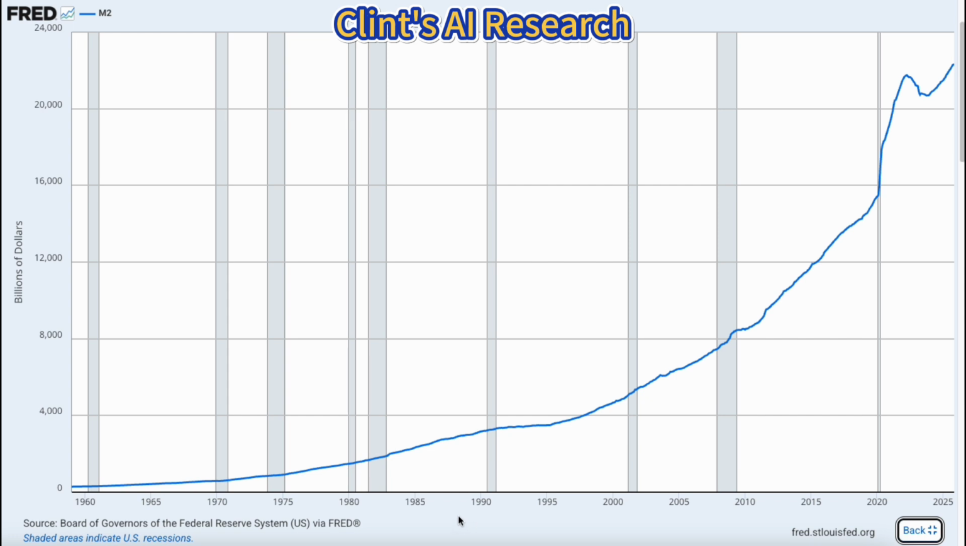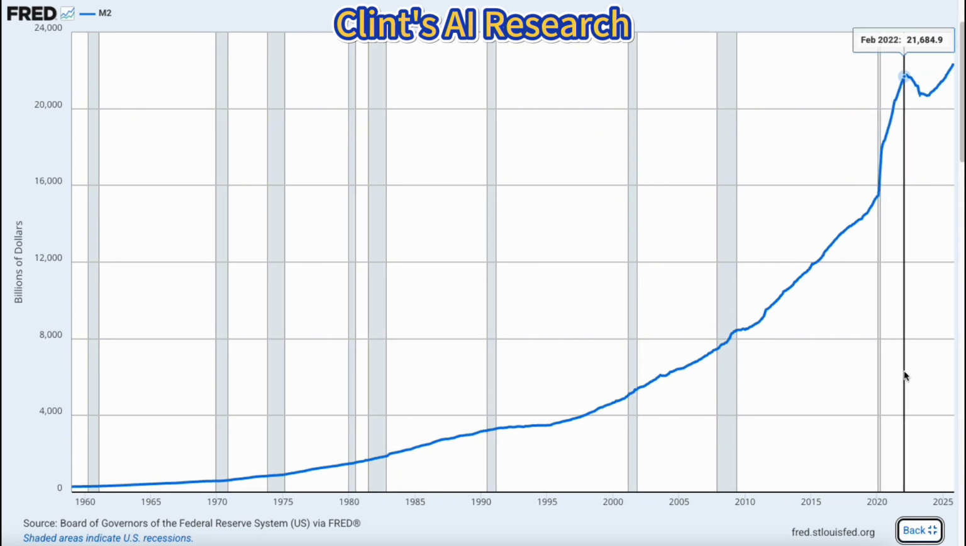Key historical observations. The 2020 parabolic spike. The most striking feature of the graph is the vertical surge starting in 2020. This represents the unprecedented fiscal and monetary response to the COVID-19 pandemic, where the supply jumped from roughly $15 trillion to over $21 trillion in a very short window.